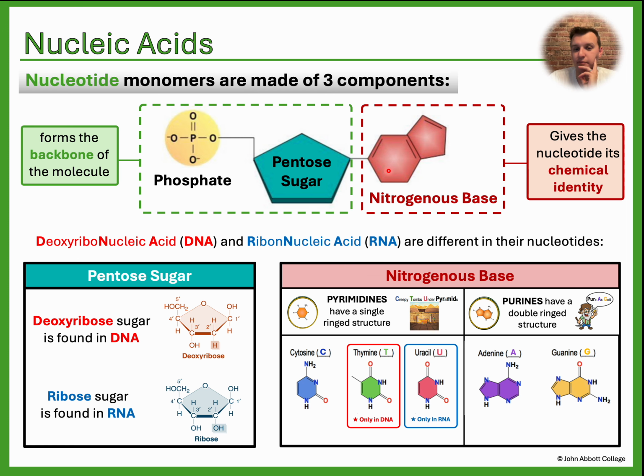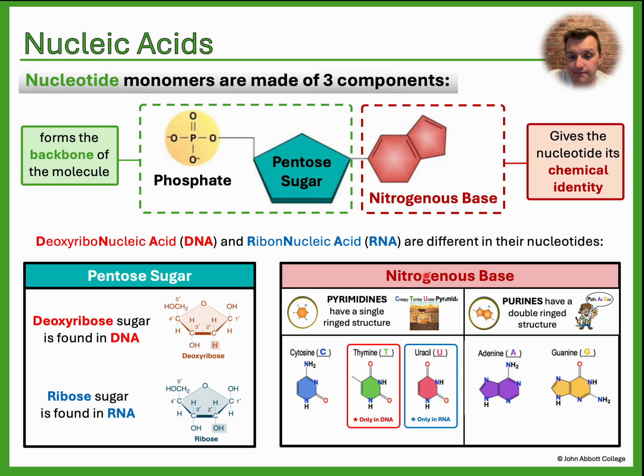So this is the monomer. Now, deoxyribonucleic acid, DNA, and ribonucleic acid, RNA, are different in the nucleotides that they have, okay? That's why there are two types of nucleic acids. The pentose sugar in DNA is a deoxyribose. In RNA, all of the different nucleotides have ribose as a sugar. Okay, so that's one difference between DNA and RNA polymers.